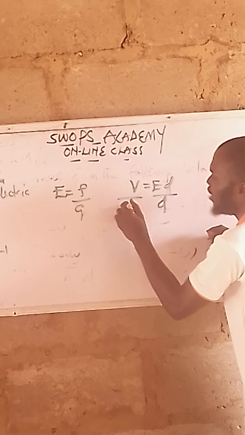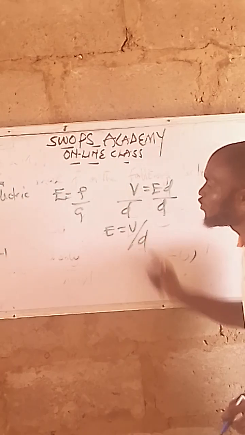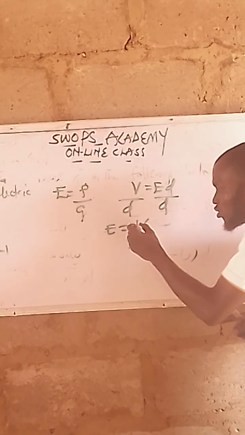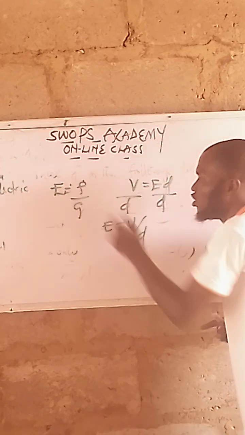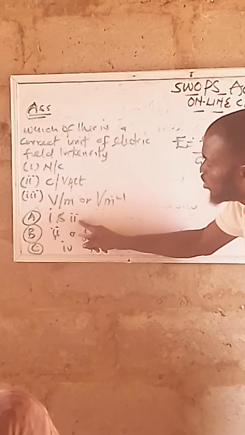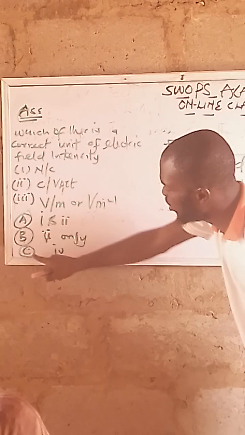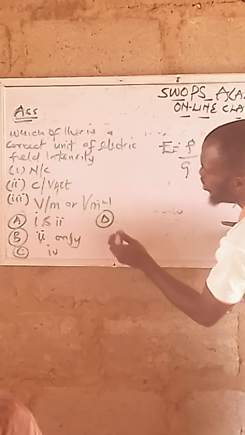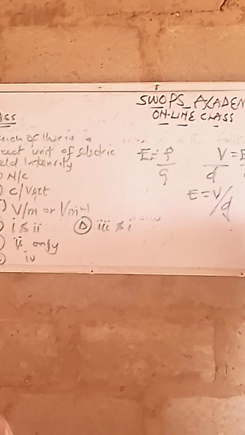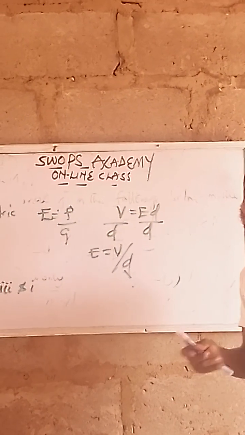Divide both sides by D. This will now be E equals V all upon D. This is another formula. So use these two formulas: this is electric field intensity, force and charge, and this is voltage, potential difference and distance. Use these two formulas to find the correct answer here. Is it 1 and 2? Is it 2 only? Is it 4? Is it 1, 3, and 4? Use these and you'll get the correct answer. Let's quickly go to the JAMB practice question.